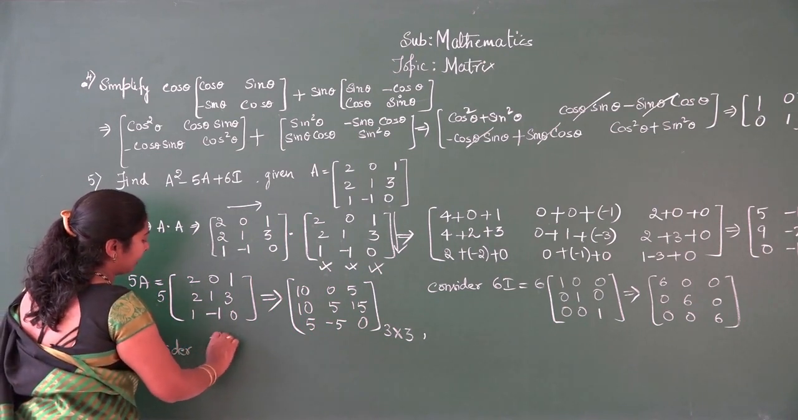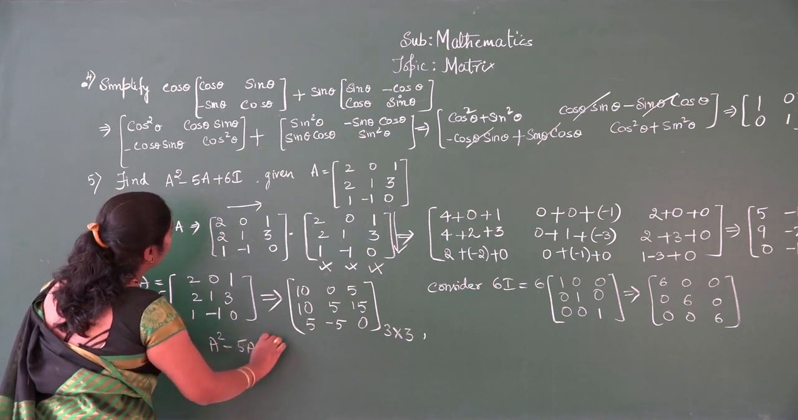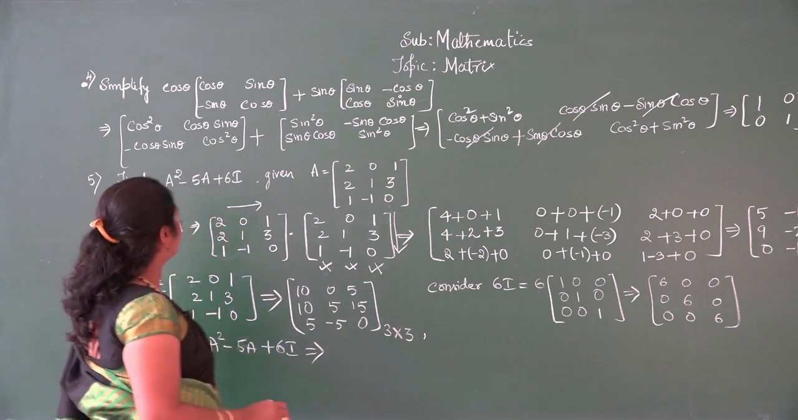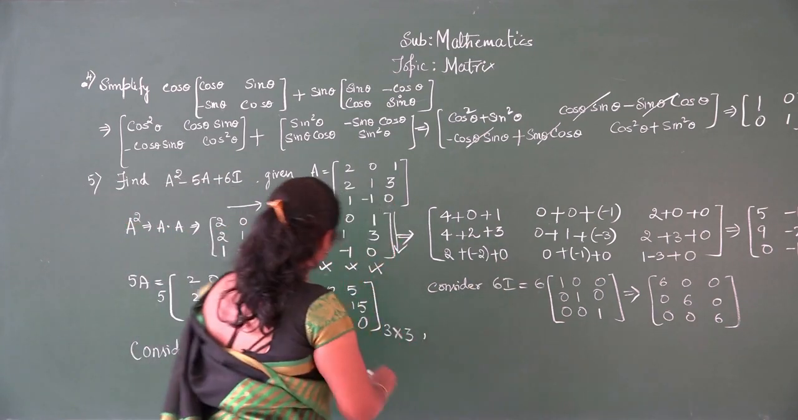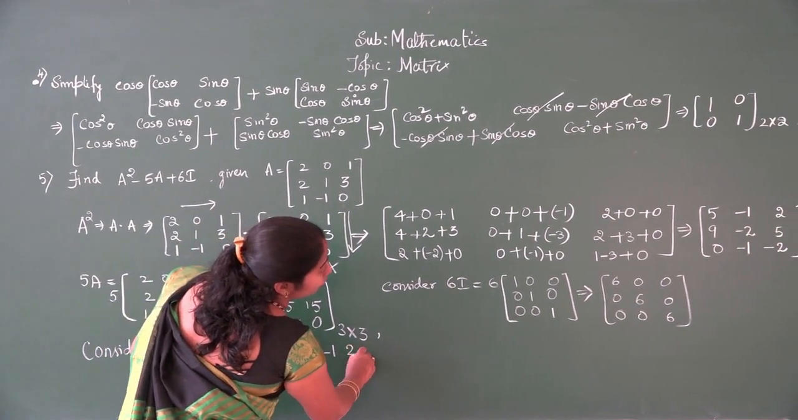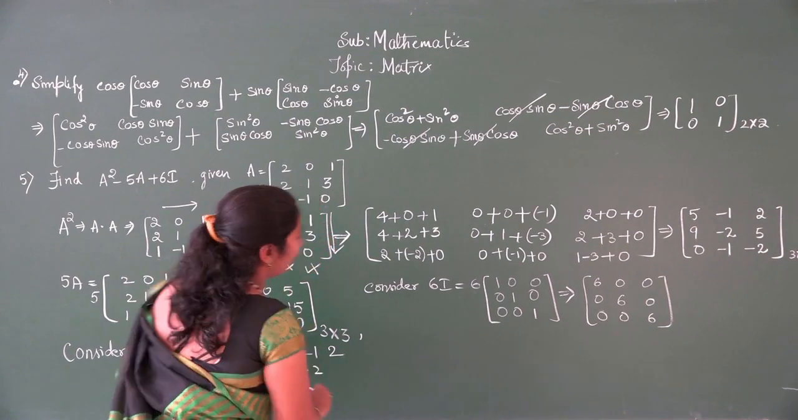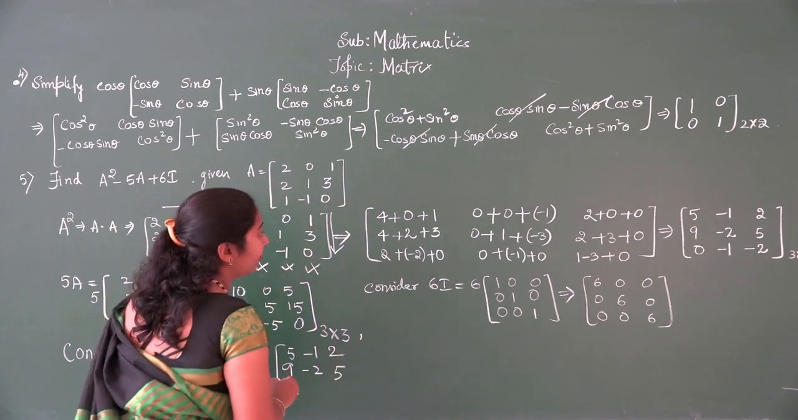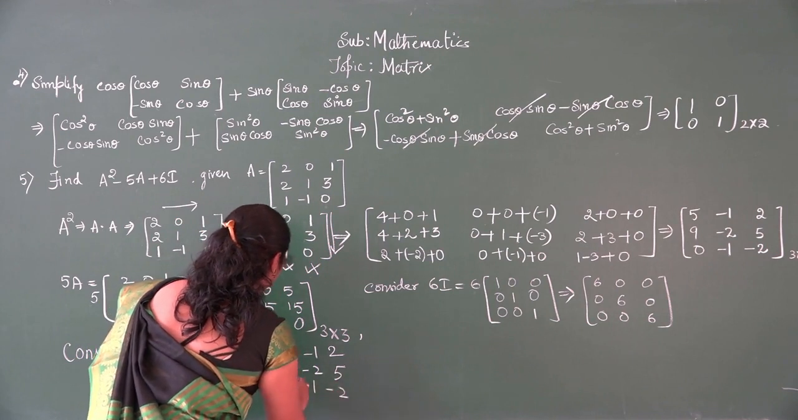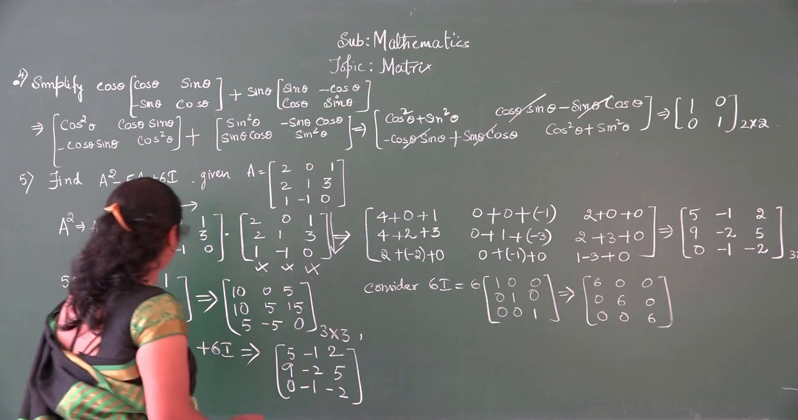Consider A square minus 5A plus 6I. What is A square? What is the resultant answer of A square we got? It is 5 minus 1, 2, 9 minus 2, 5, 0, minus 1, minus 2, 0, minus 1, minus 2.